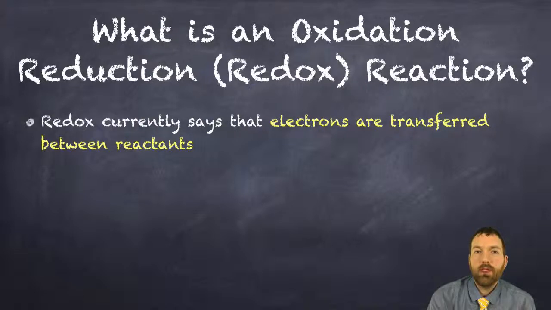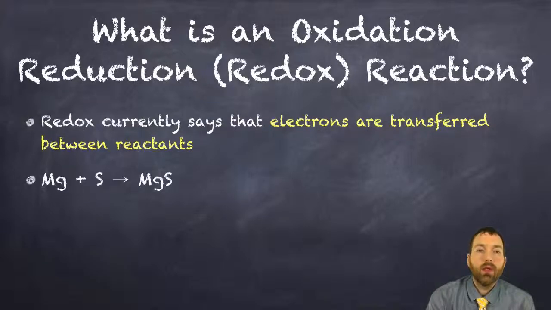So the current definition of redox says that electrons are transferred between reactants. So it's now defined in terms of electrons rather than in terms of oxygen, although oxygen may be involved and it may not. So in this example here, a magnesium atom reacts with a sulfur atom to make magnesium sulfide. So this is an example of an oxidation reduction reaction.